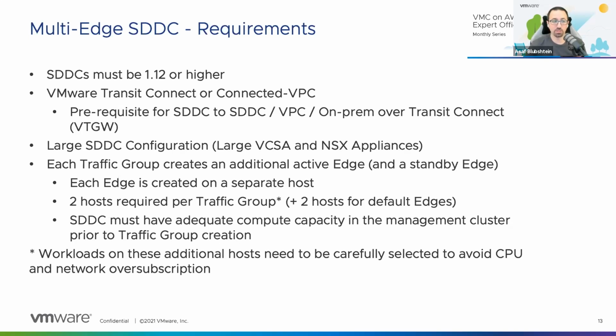One other requirement is that we have to have a large SDDC, so a large edge already configured. We cannot have multiple medium edges. And of course, as we are deploying a second pair of edges, we need to make sure that we have at least 2 hosts per traffic group plus 2 for the default edge. So for example, if I want to run 2 traffic groups, which is 2 extra pairs of multi-edges, I will need 6 hosts total in cluster 1.